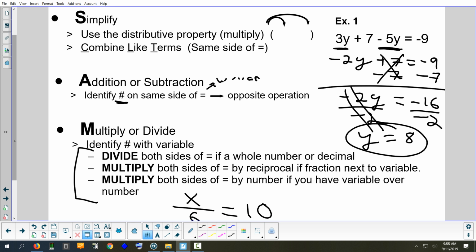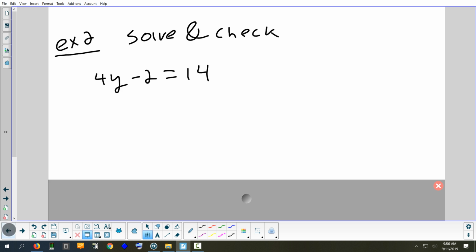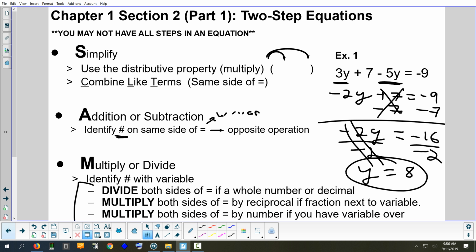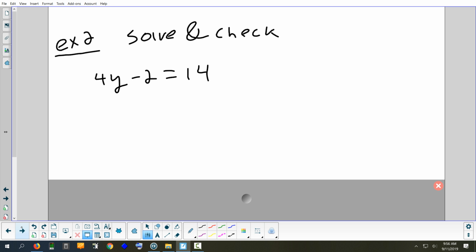Okay, so let's take a look at example 2. Now the last one, actually there were no directions, we'll just say it was solved. Let's do a check on example 2. So we're not going to check everything, all right? But we'll check a couple of them. All right. So 4y minus 2 equals 14.